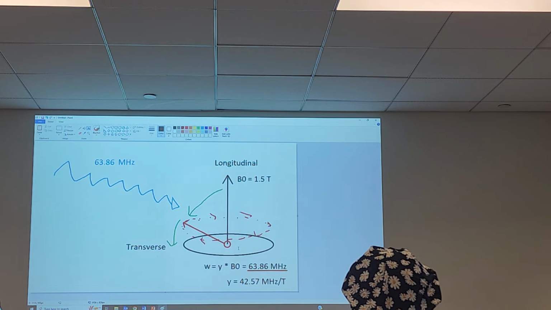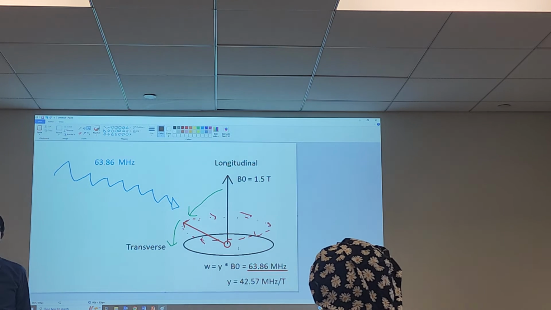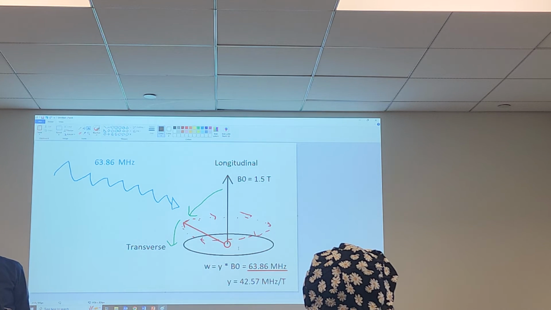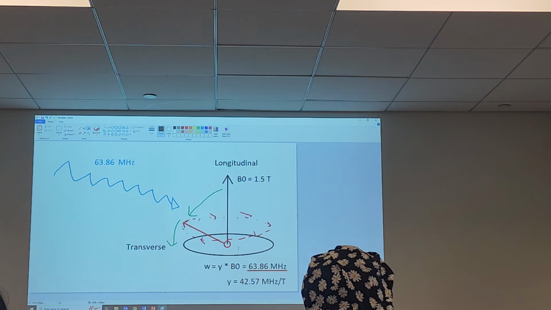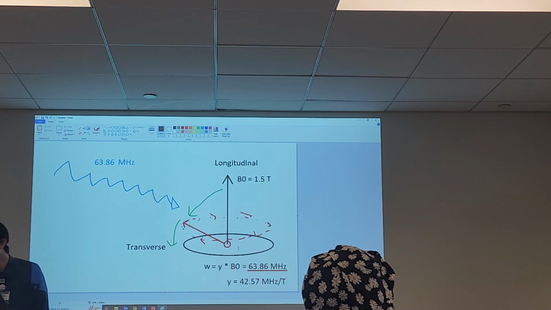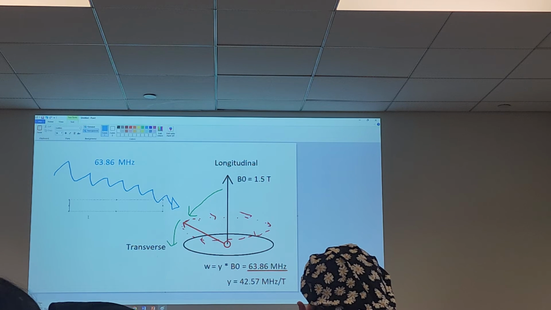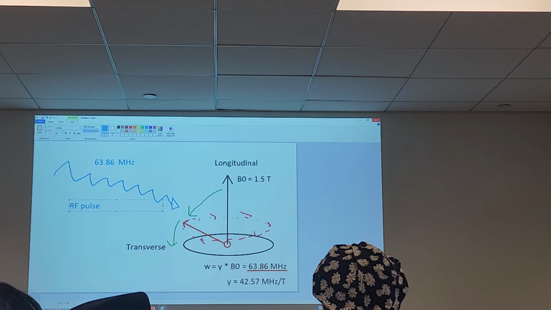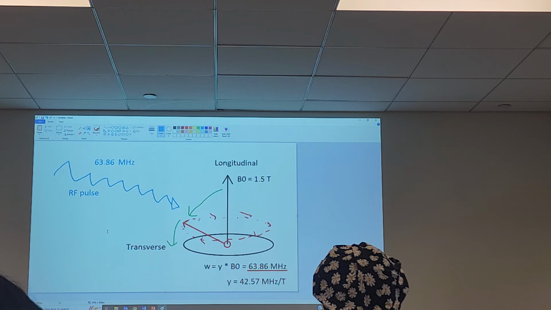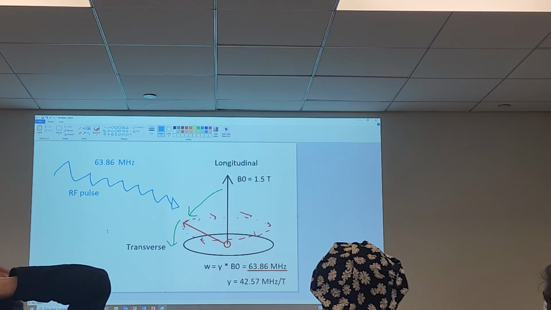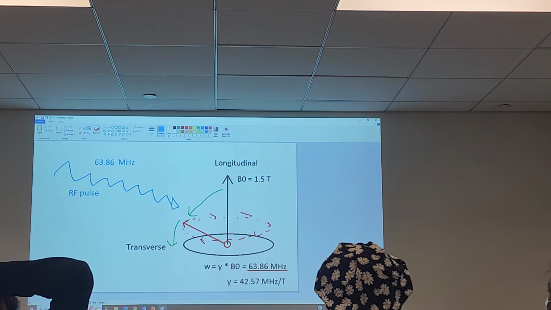Is it until it resonates with the number, or until there's a balance? So, no, the only time it will stop is when we turn off the radio frequency here. Right, so this blue is our radio frequency pulse. This is our RF pulse, and we set that at the console. And this is called a flip angle, right? Correct. So the green here is our flip angle.